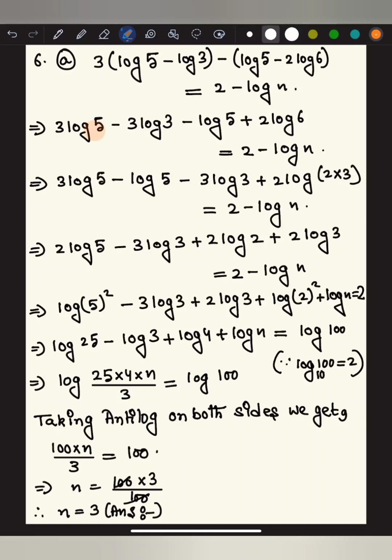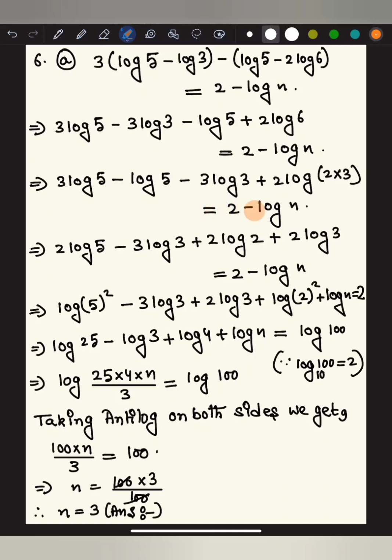So 3 log 5 minus 3 log 3 is equal to, okay, I have taken this now, minus log 5 plus, I have opened this bracket, so this becomes minus log 5 and this minus this becomes plus 2 log 6, is equal to 2 minus log n, which implies 3 log 5 minus log 5 minus 3 log 3 plus this 2 log 6 can be written as 2 log 2 into 3.